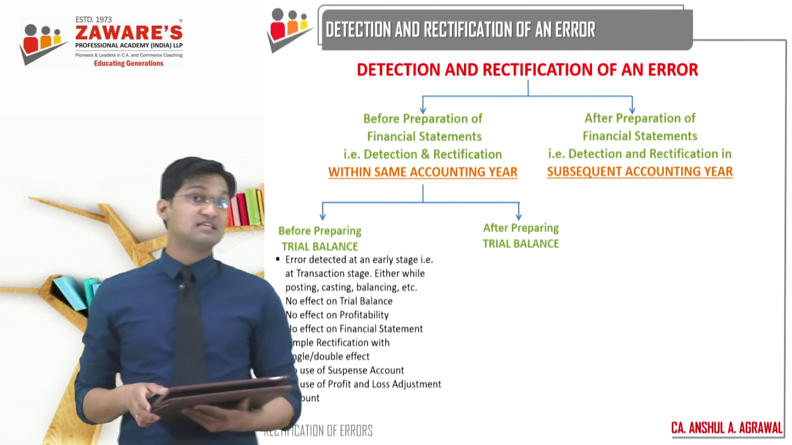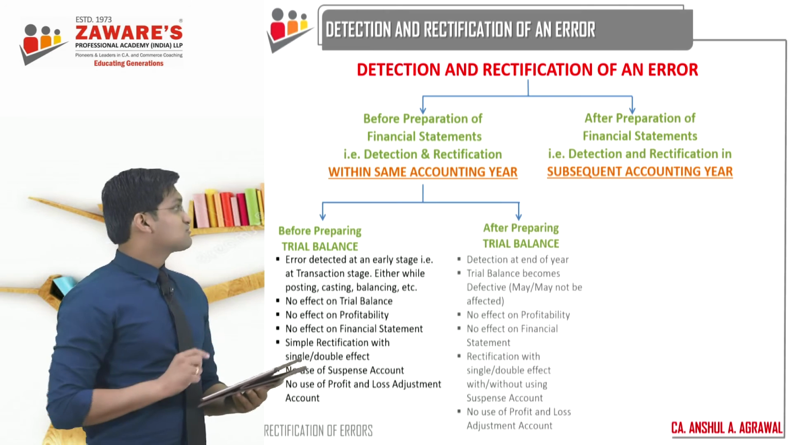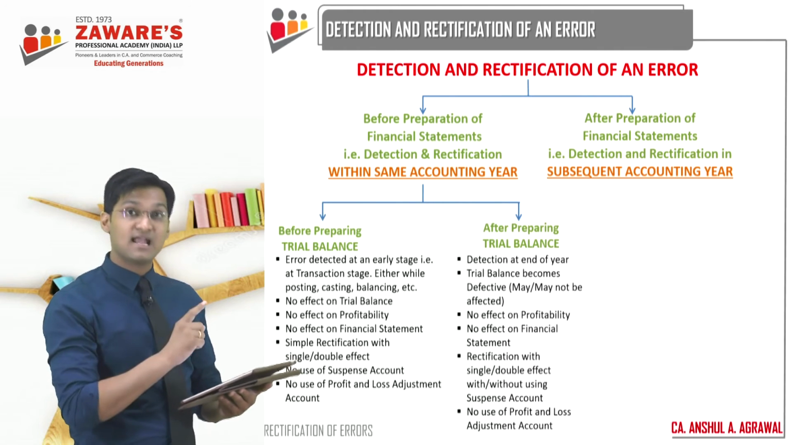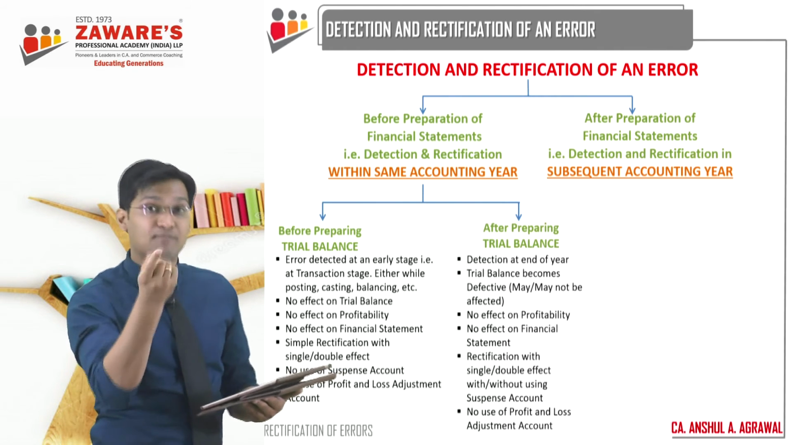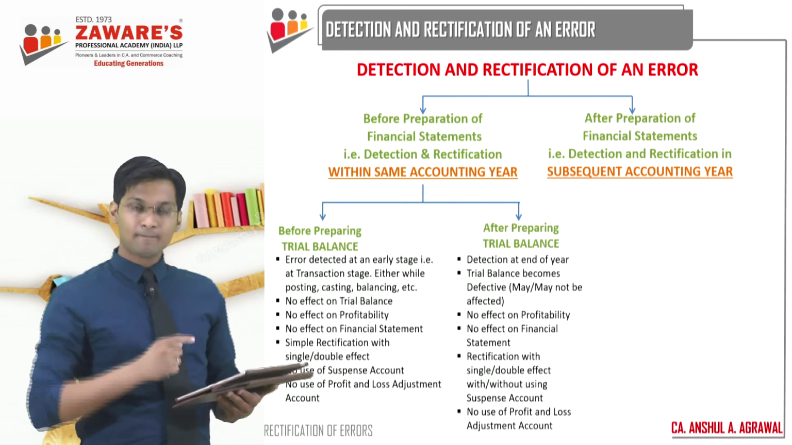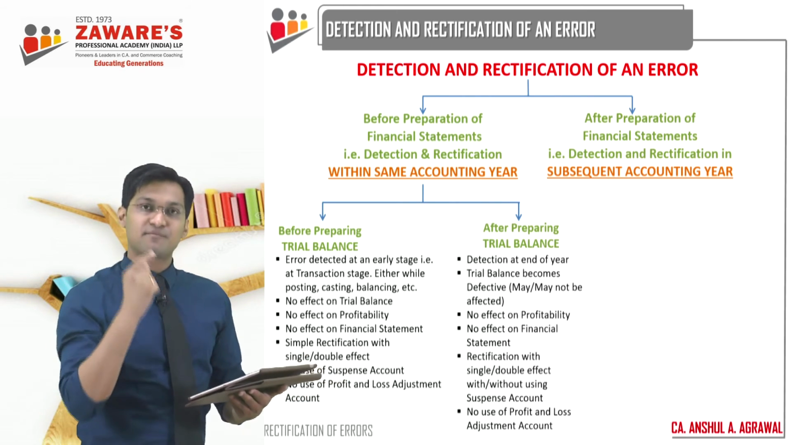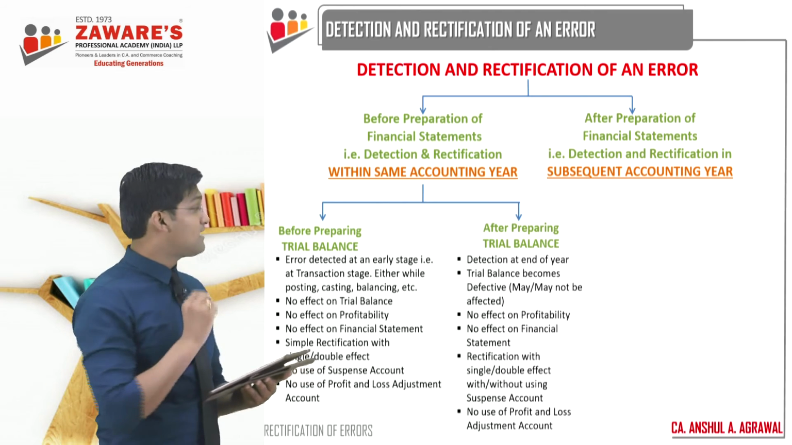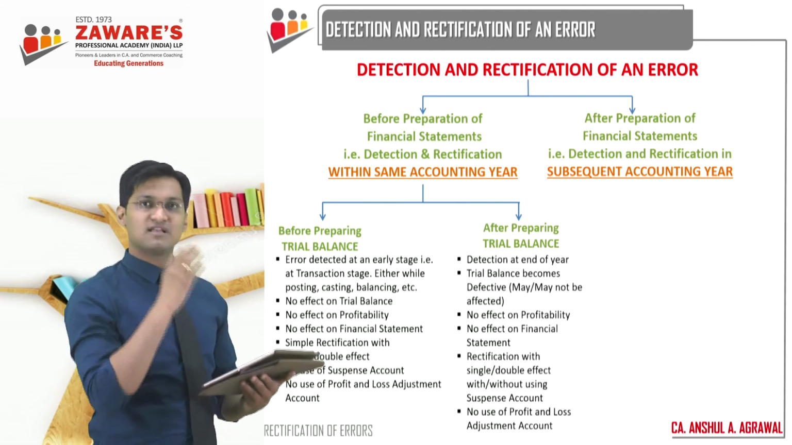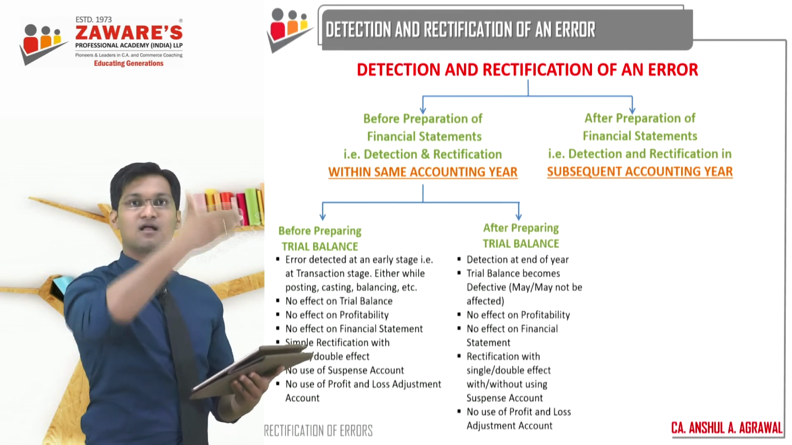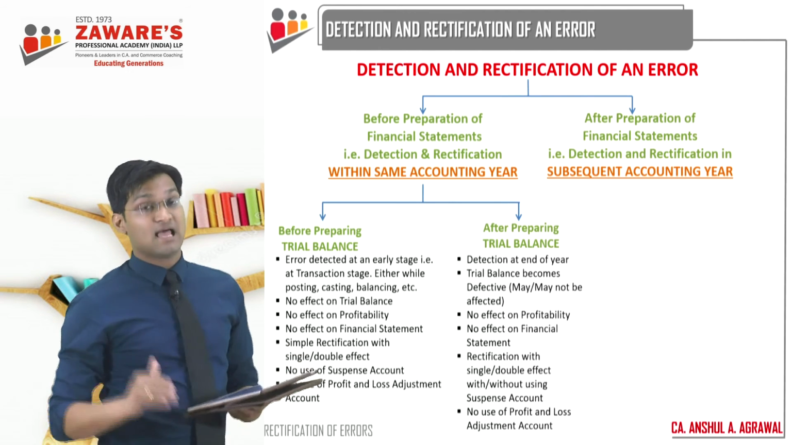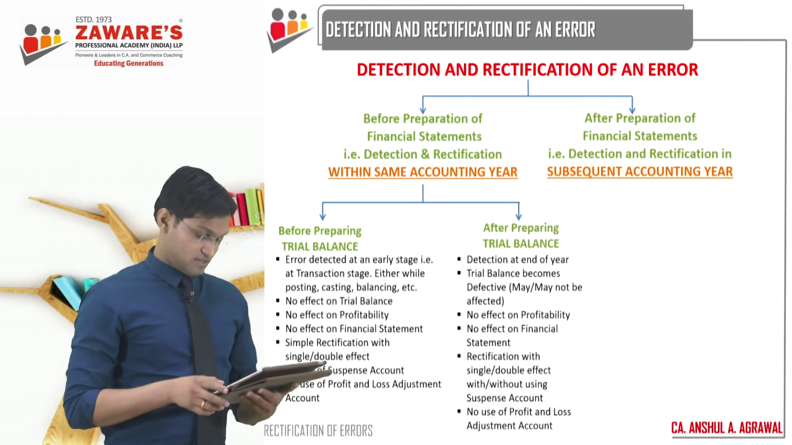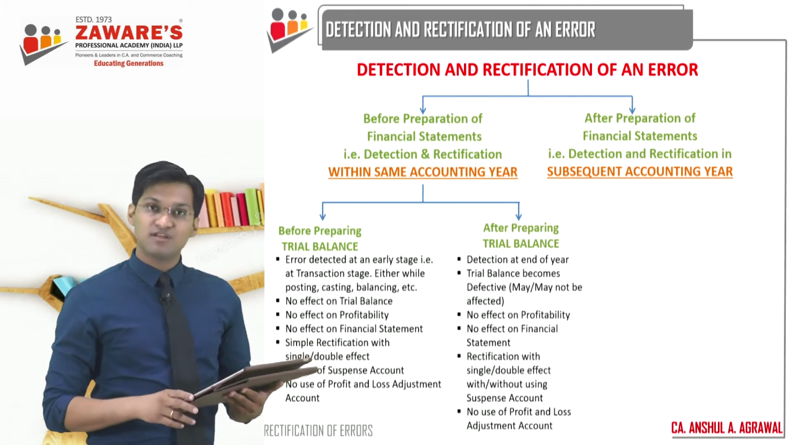Correct? Now, we'll see case 2. Under case 2, we are dealing with the case when the error is detected and rectified after preparation of the trial balance. Understand? The entire year has gone, from 1st April 2015 to 31st March 2016. At the end of the year, you have balanced all the ledger accounts. You have closed the ledger accounts and you have prepared the summary of ledger accounts known as the trial balance. And now when you prepared your trial balance, you found that it is defective. So what? Detection takes place at the end of the year, correct?